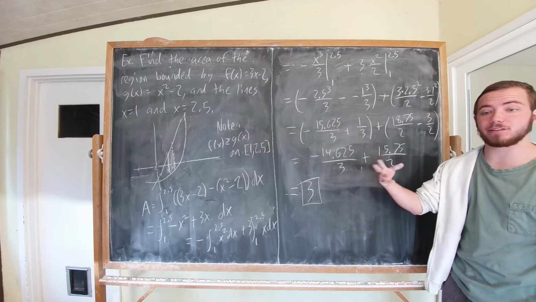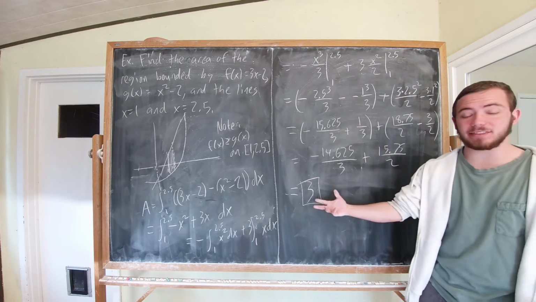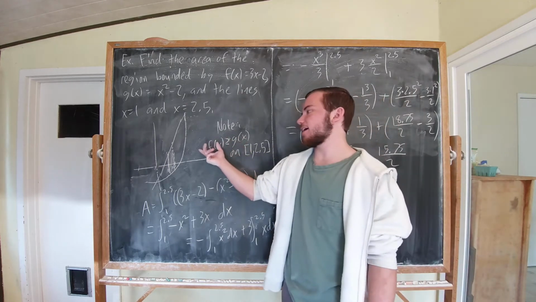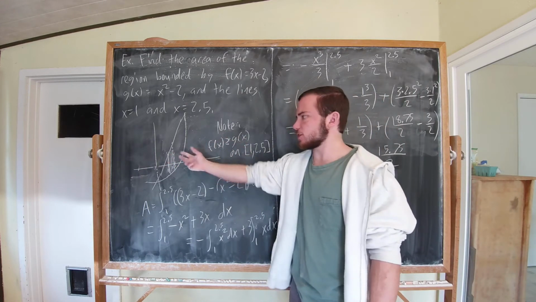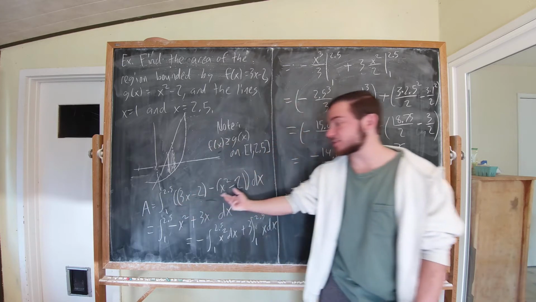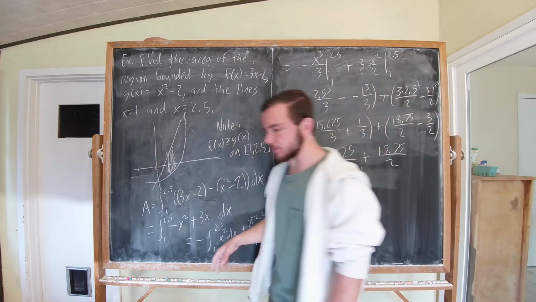So, we have 3 as our final answer. But really, the number isn't the important thing. The important thing was the setup. Realizing, hey, in our region, the region is 1 to 2.5, and we have f of x greater than or equal to g of x, so this is our setup.